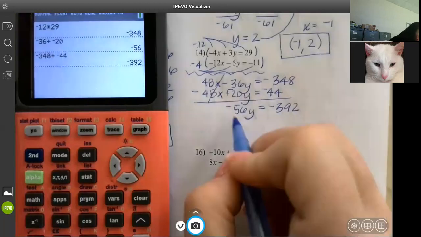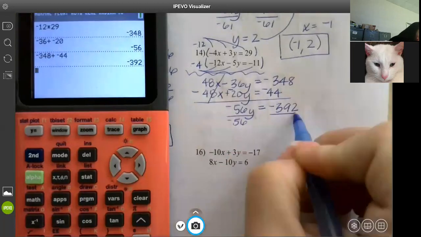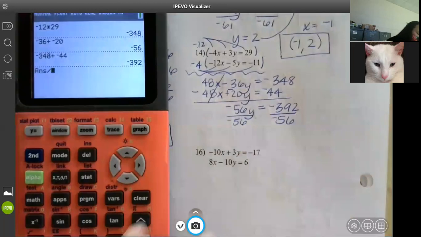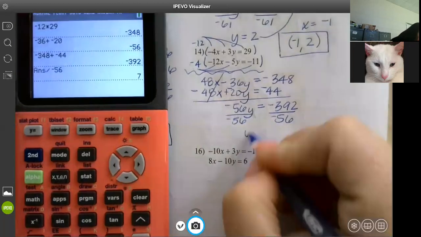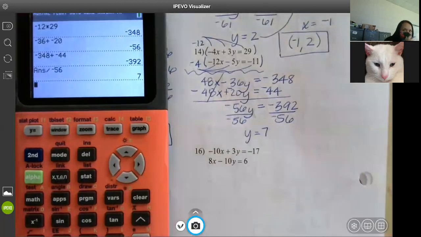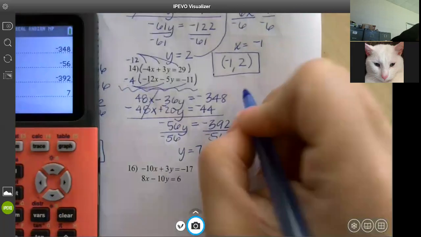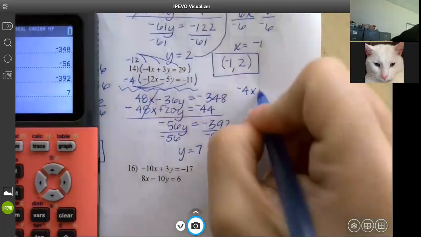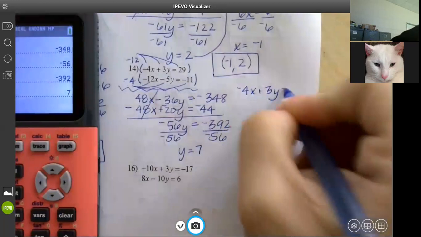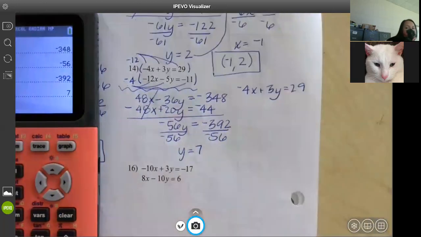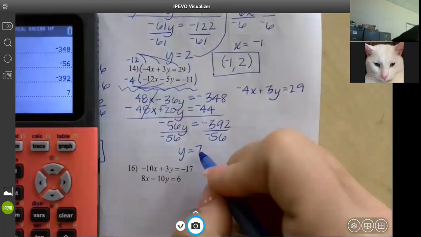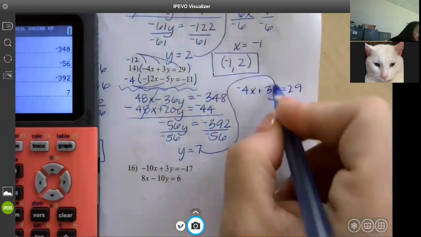Then we're going to divide by negative 56. And we get y equals a positive 7. Pick the easiest equation. Both of these are kind of big. It doesn't matter. I'll take the top one. Those numbers look just a little bit smaller. And then I'm going to put this 7 in for the y.